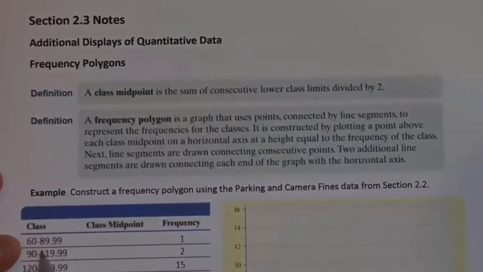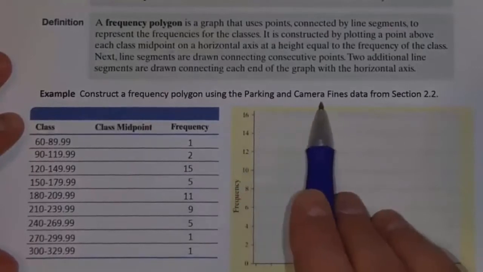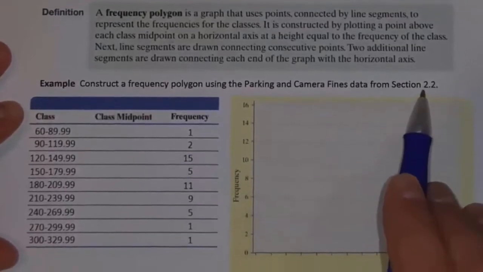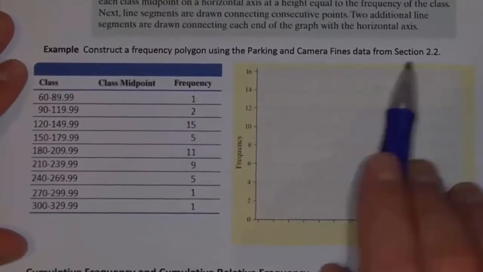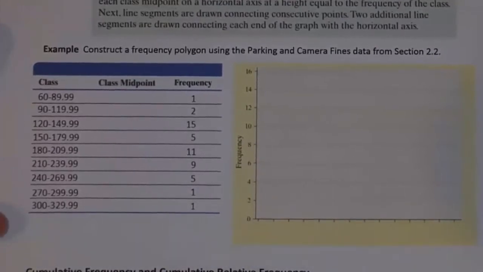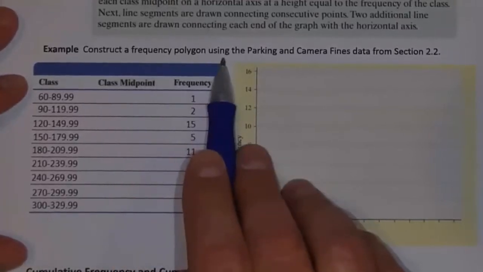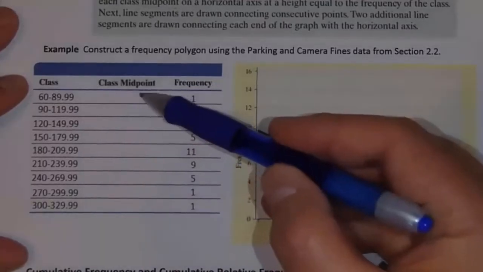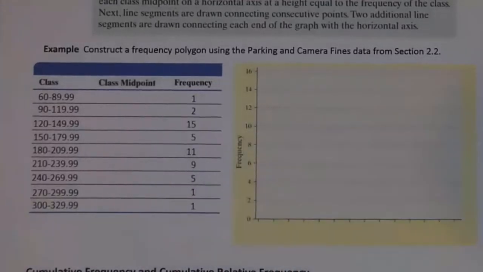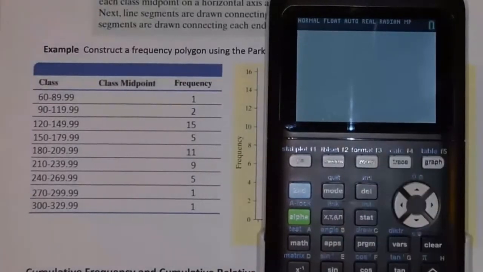So if you take a look at this data right here, my example: construct a frequency polygon using the parking and camera fines data from section 2.2. This was data we used in section 2.2. We created a histogram from it. We created a frequency and relative frequency distribution. So if I want to create a frequency polygon, the first thing I'm going to have to do is find the class midpoints.